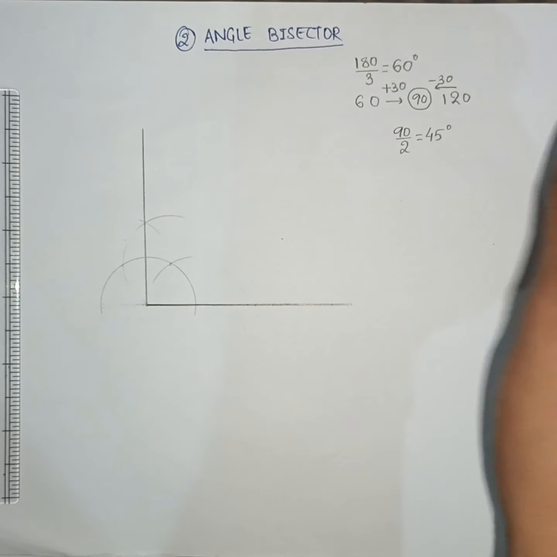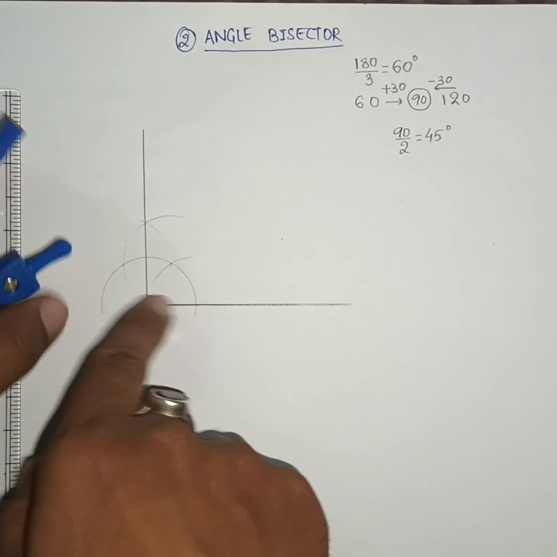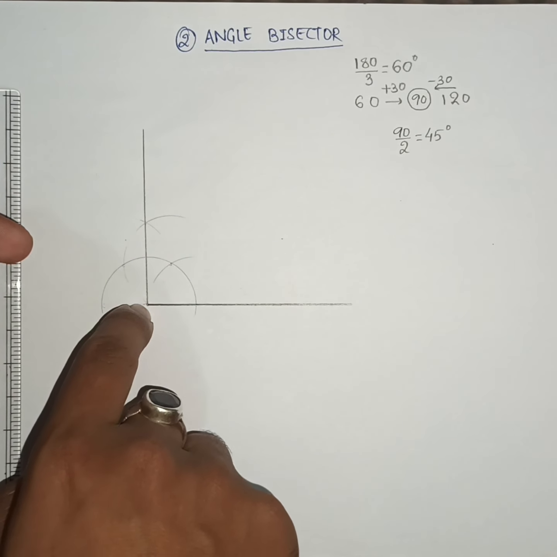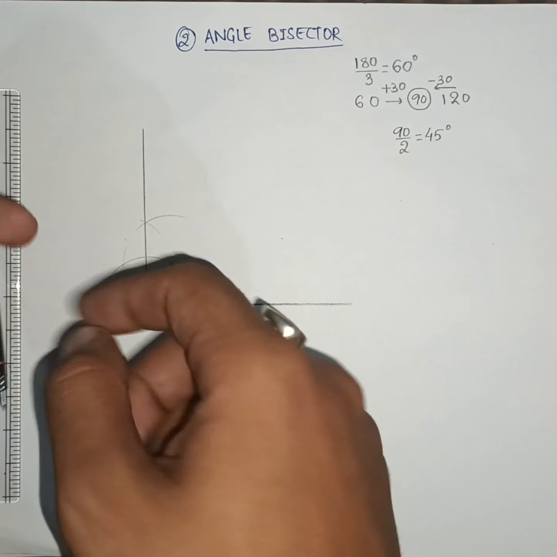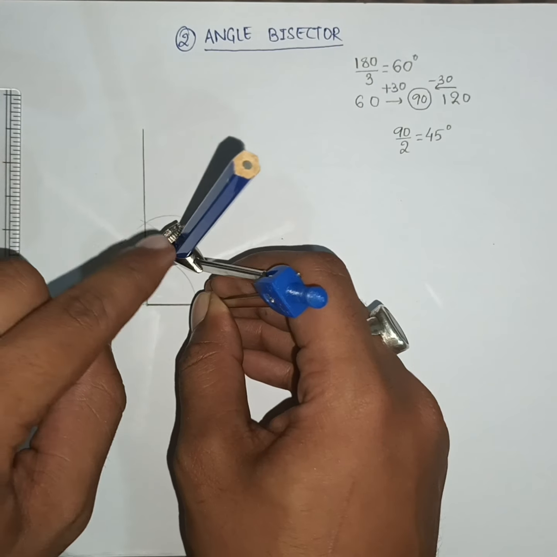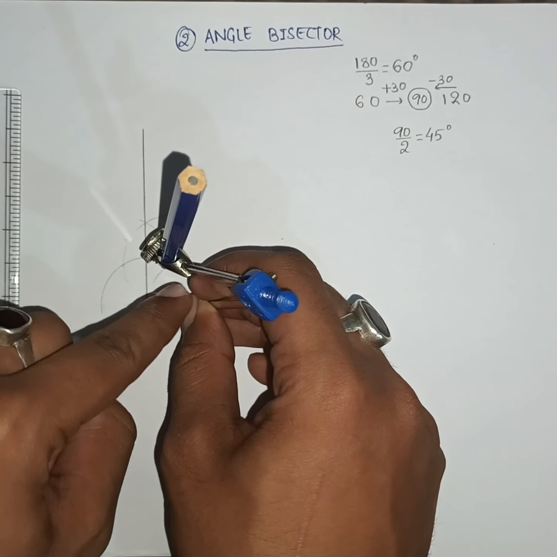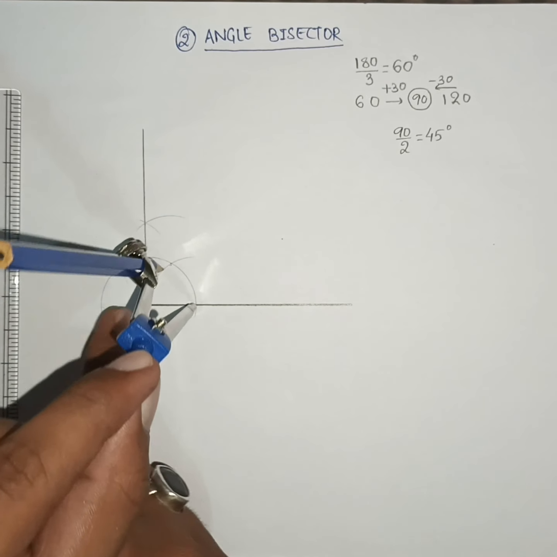Students, to bisect any angle, what should be done? First of all, make an arc from the vertex of the angle. So from here, the arc has already been made. Put the needle of the compass at one end, and obviously we will have to stretch the compass more than half of the arc. Okay, this arc.